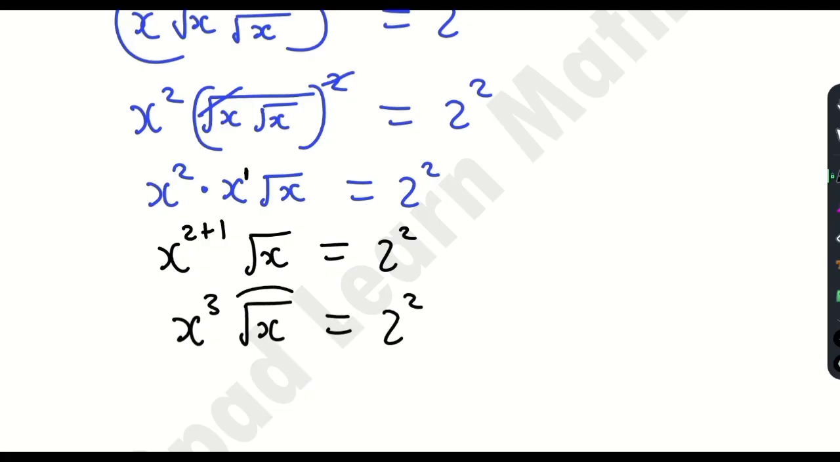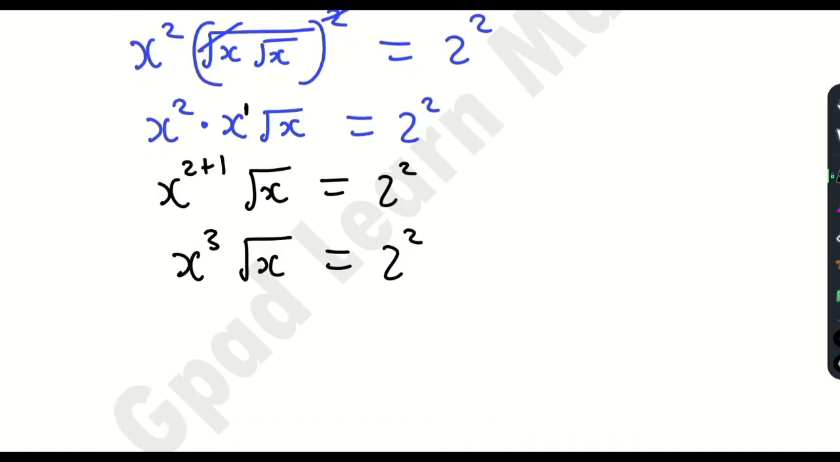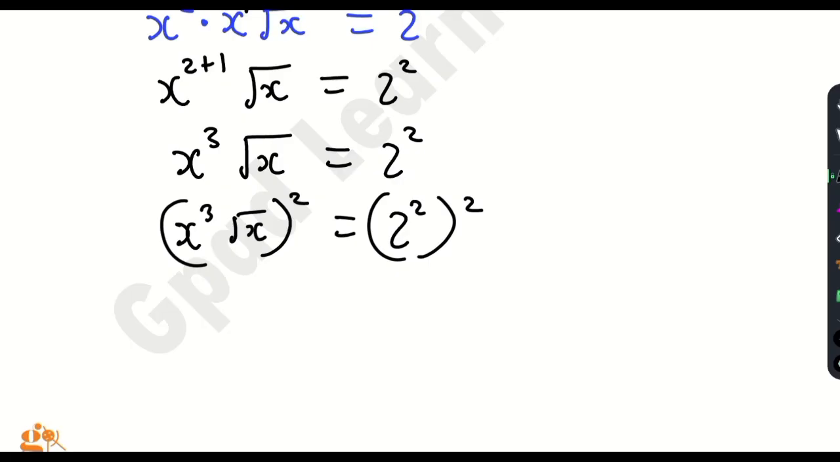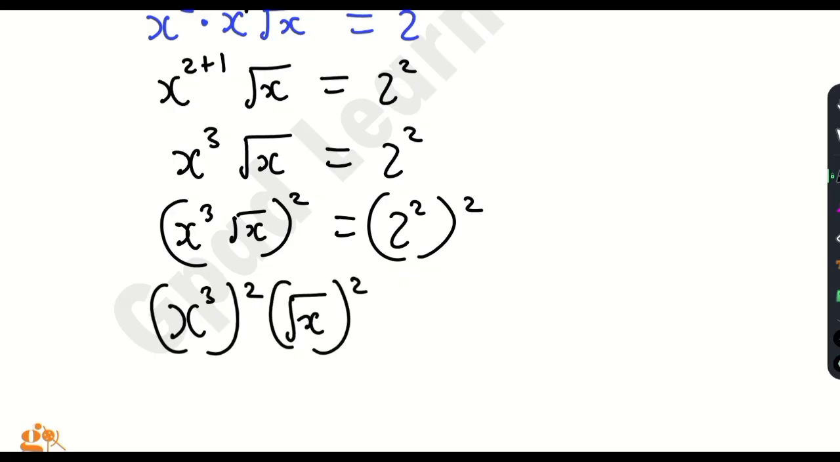It's now time to get rid of the square root that is hanging here. So again, the same thing we did, I am going to square both sides. So let's square both sides again. x cubed root x all squared is equal to 2 squared all squared. Very good. Now again, like what I did, I'm going to distribute this square to the individual factors in the brackets. So I'm going to have x cubed to the power 2, then root x to the power 2, all is equal to what?